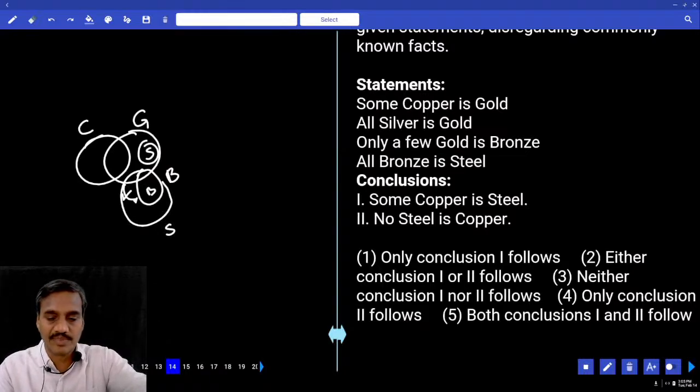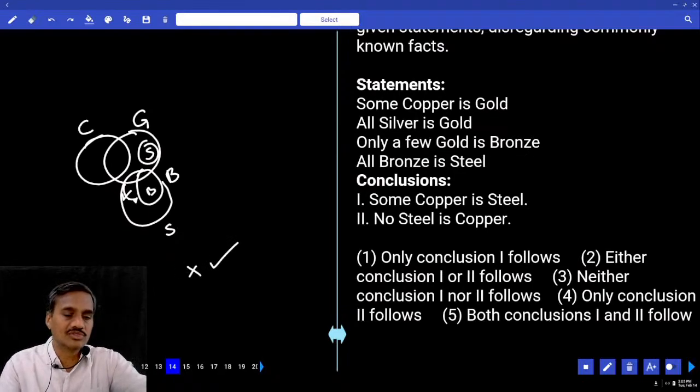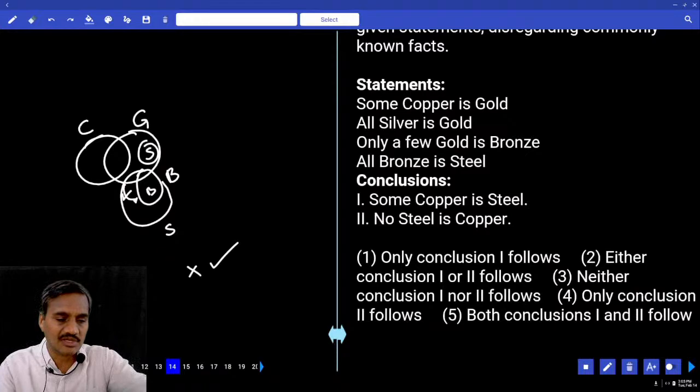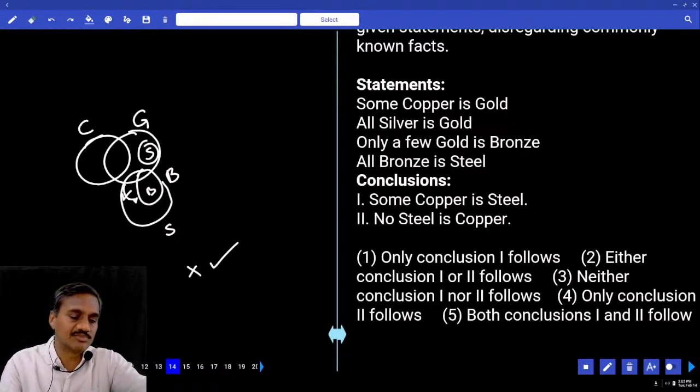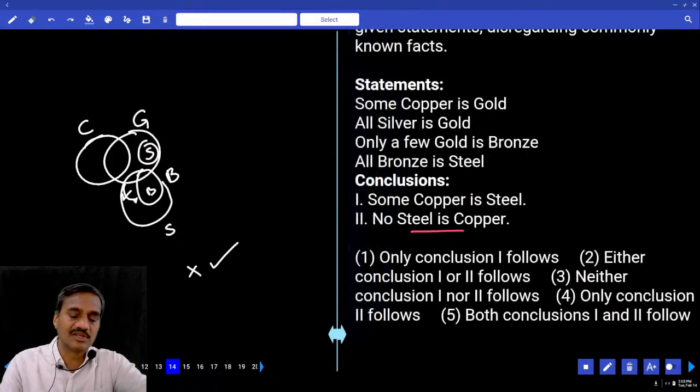All bronze is steel. And some copper is steel. Copper and steel, no intersection. No steel is copper, definitely true. All silver is gold, sorry. And first one, some copper is steel. Copper and steel not intersected. And next one, no steel is copper is true. No steel is copper. Then second one, true and some steel or copper.